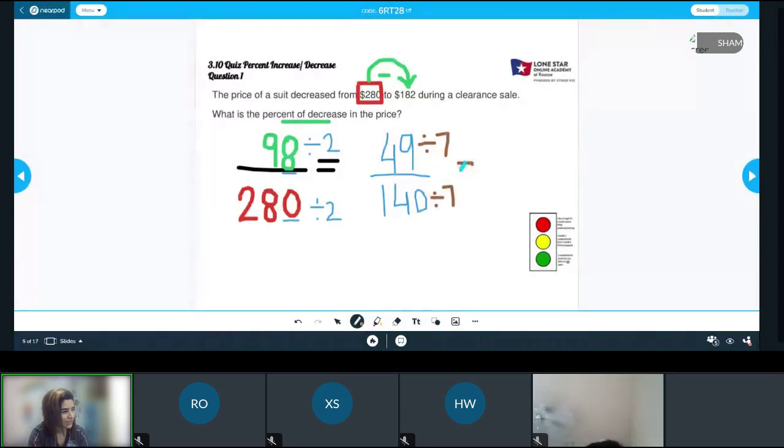Now let's see how the fraction looks. 49 divided by 7 is 7. 140, 14 divided by 7 is 2. So it's going to be 20. Now I'm going to use this fraction to convert it to a percent, and this will be much easier. So I have 7 over 20 equals x over 100, or a missing percent value over 100.